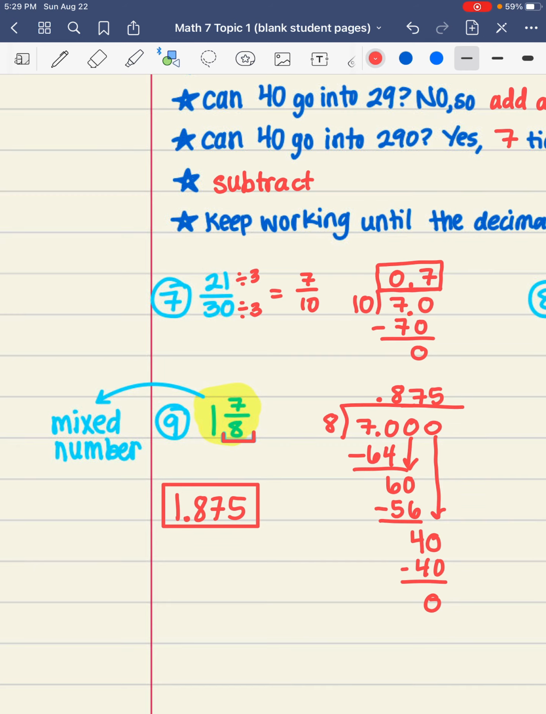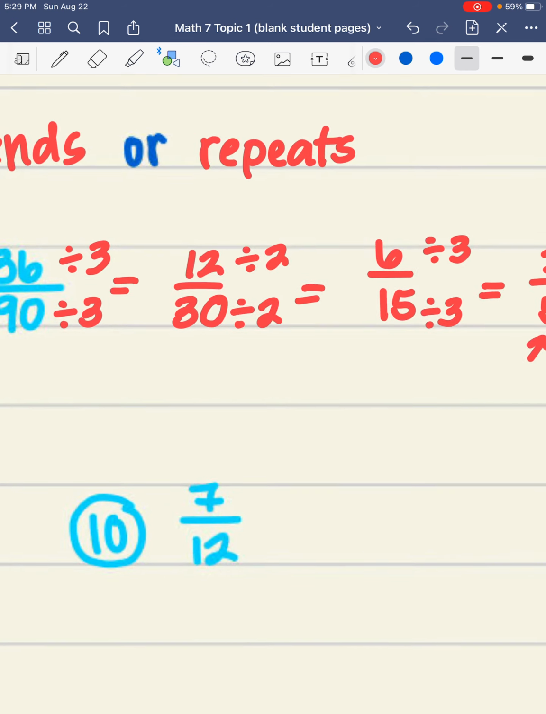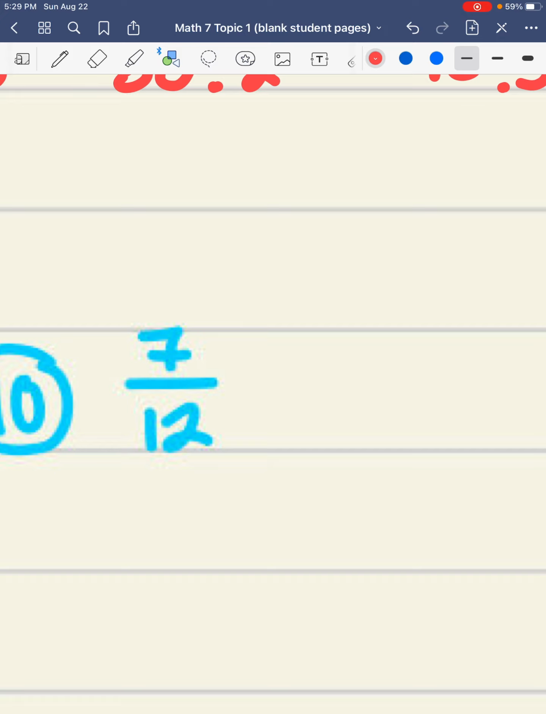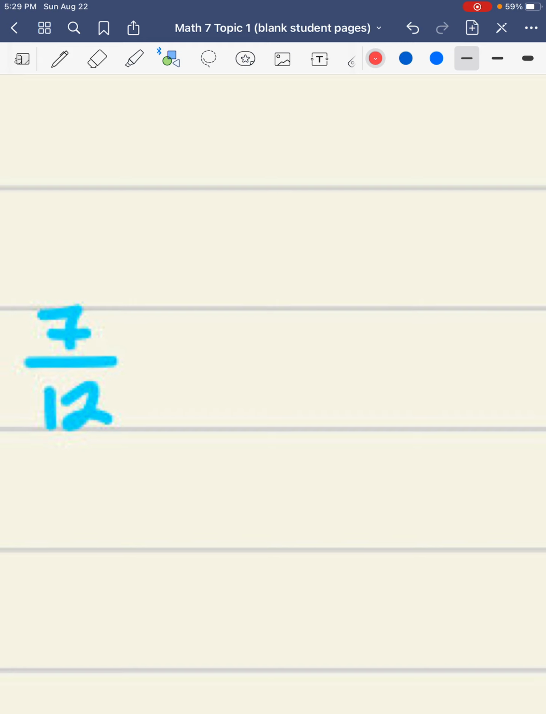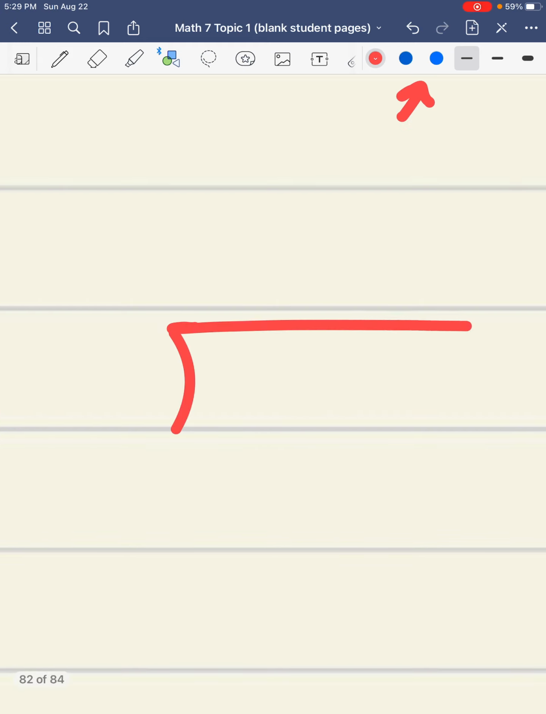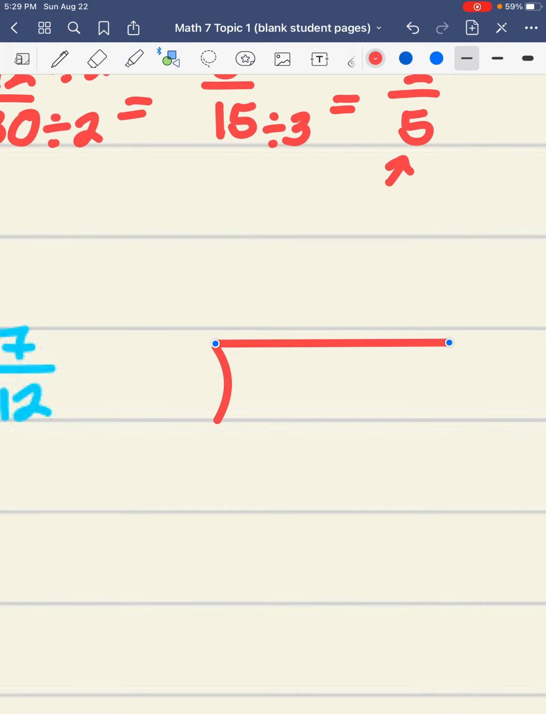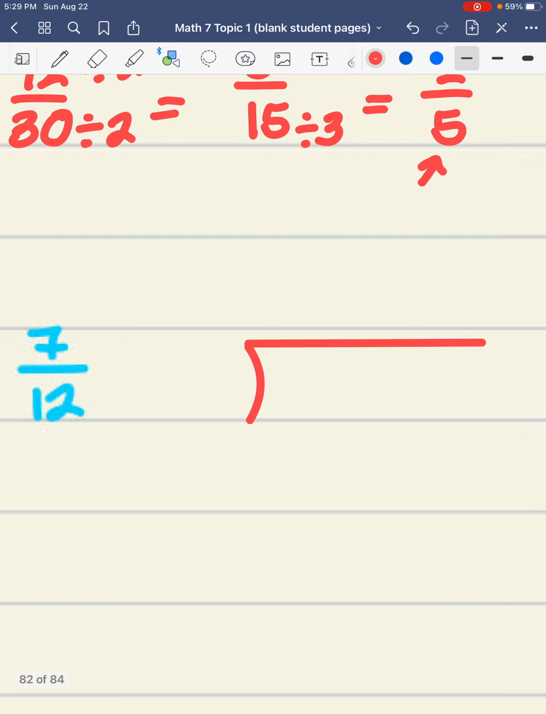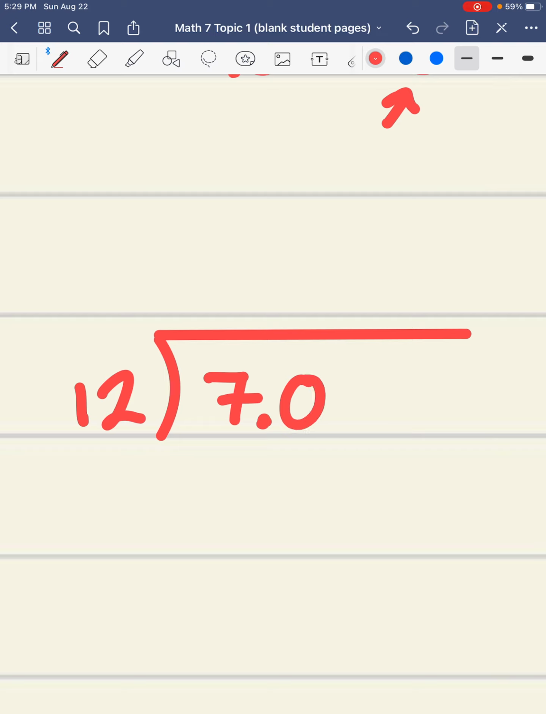Okay, moving on to number 10. So we have 7 over 12. I cannot reduce this fraction, so I'm going to go ahead and start with my long division. Oops, I don't know what happened there. There we go. Okay, so remember which number goes on the inside. The number on top always goes on the inside, so there's my 7, and my 12 is going on the outside. Now 12 cannot go into 7, so I'm going to add a decimal and a 0, and I'm going to put my decimal in my quotient line.